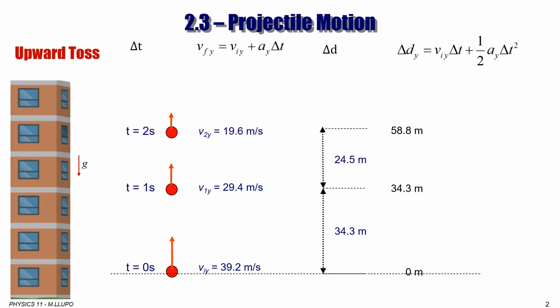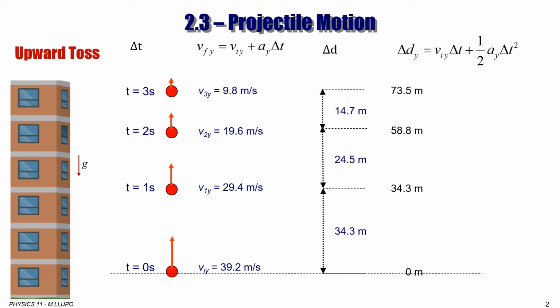Then after another second, you're going to see that velocity will change from 29.4 to 19.6. This comes from another change of 9.8 meters per second. But since the direction of the velocity is up and the direction of the acceleration is down, it is going to slow down at a rate of 9.8 meters per second. And displacement, using the same formula, you're going to have 58.8.